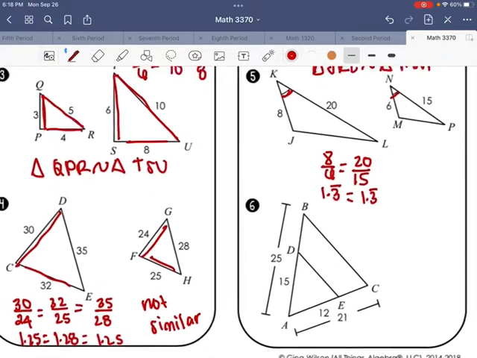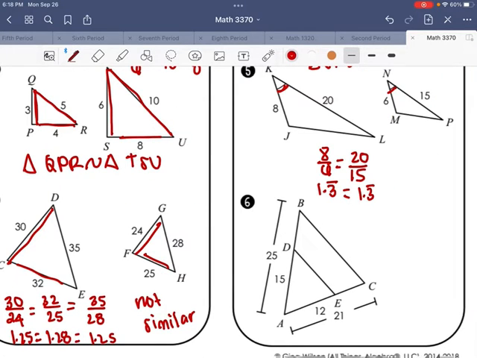Okay, now the bottom one, they're kind of inside of one another. But we do have that congruent angle right here because they both share that point. They both share point A. So then I just have to check the proportions of the sides. So I'm going to do 25 over 15, and I'm going to see if it's equal to 21 over 12. So let's see. 25 divided by 15 is 1.6 repeating. And then 21 divided by 12 is 1.75. They are not equal, so these are not similar.